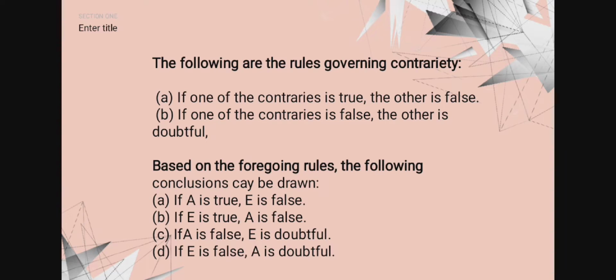Letter A, if A is true, E is false. Letter B, if E is true, A is false. Letter C, if A is false, E is doubtful. It means it's either true or false. Letter D, if E is false, A is doubtful. It's either again true or false.